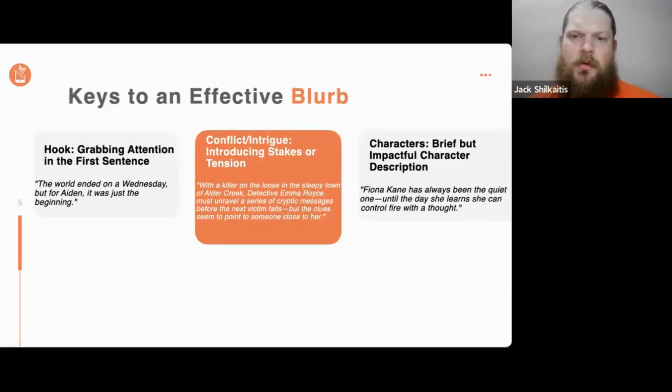So Fiona Kane has always been the quiet one until the day she learns she can control fire with a thought. Right? Right there, we're learning something about the main character. Not a whole lot, just enough. Maybe something that we can even relate to in this character, and then something about them that again is relevant to the plot and to the story.